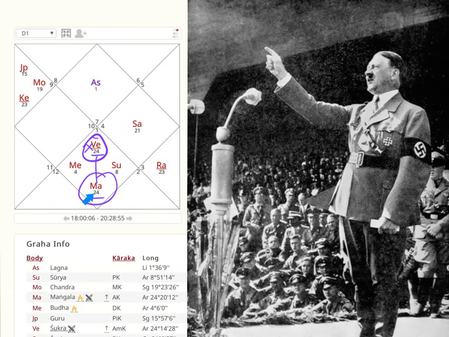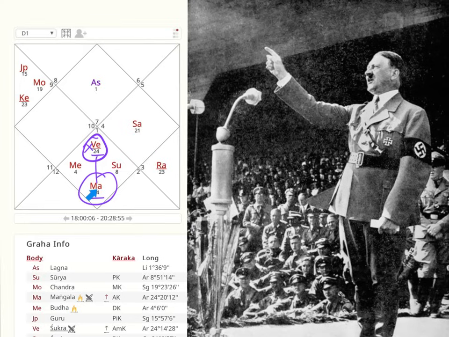We need to see minutes now, because every degree divides into 60 minutes. Here we can see them in the longitude section. Have a quick look. Let me know. Who wins the planetary war? Well done if you saw that the victor is Mangala, the god of war, and the defeated is Venus. You see, Mangala is at 24 degrees 20, but Venus is at 24 degrees 14.